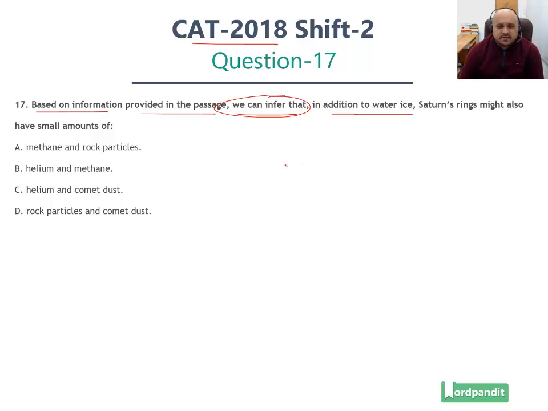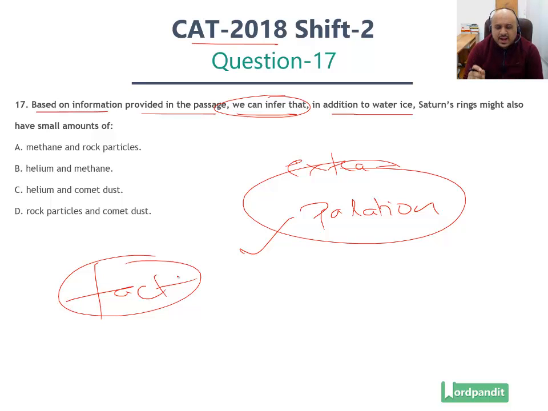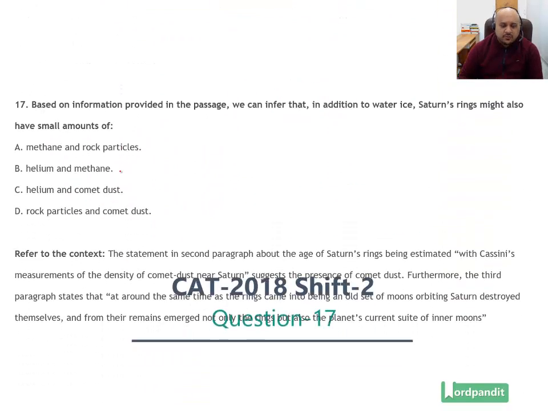Now, this is a question which requires a little bit of extrapolation because the factual data in this passage, the factual reference for this question is slightly on the weaker side. There are a couple of things which are very easy to eliminate in this particular question, and there is just one extra bit of derivation that you need to do, just some extra bit of extrapolation that you need to carry out in this particular question. Now, what is that extrapolation that you have to carry out?